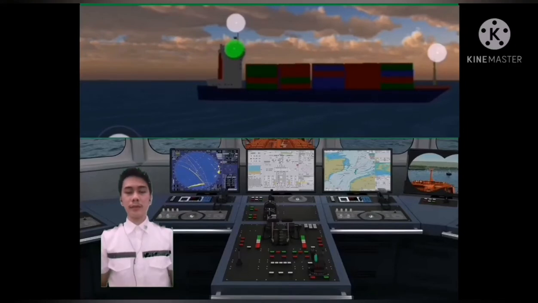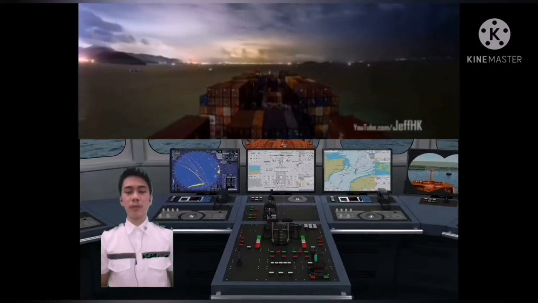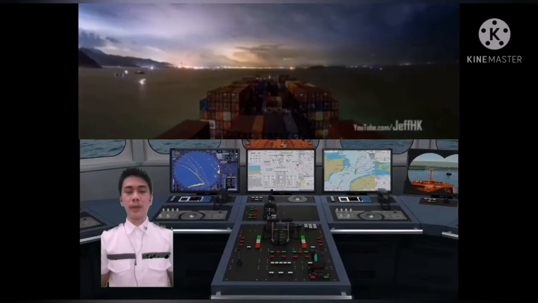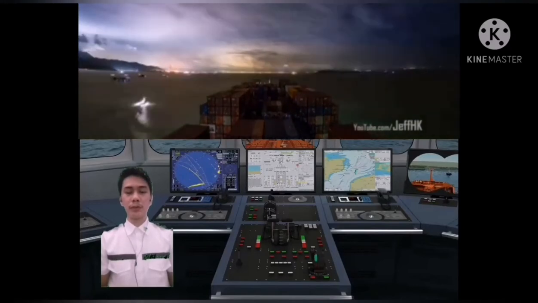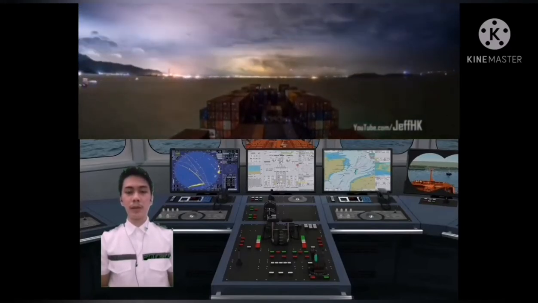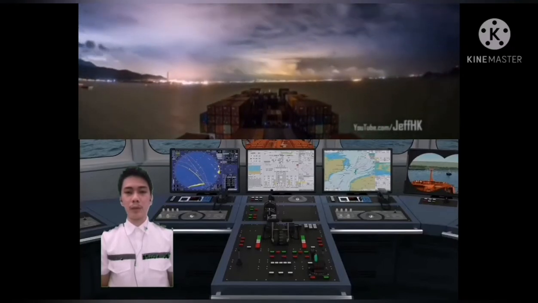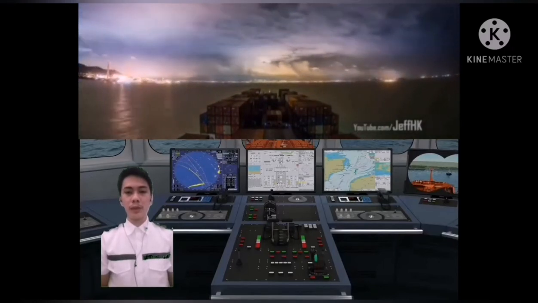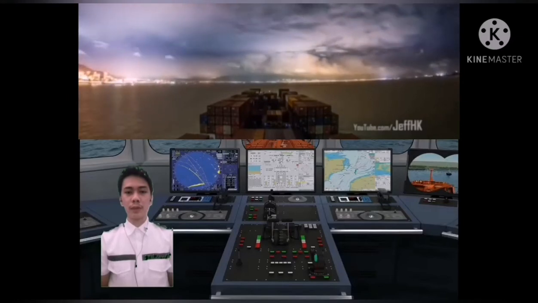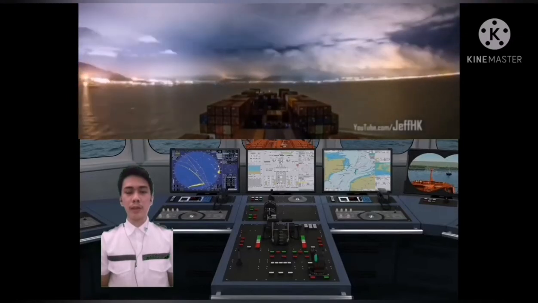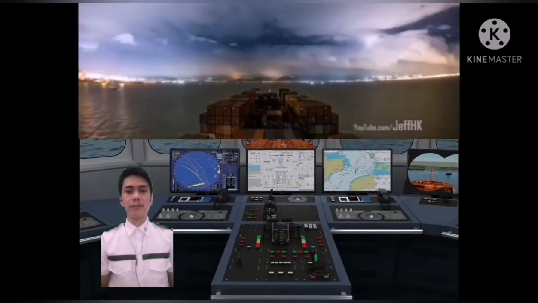Kailangan muna malaman kung involved yung risk of collision. So basically, if risk of collision does not exist, pwede mo nang hindi i-apply itong rule na ito. Pero sabi nga sa rule, you shall alter your course to starboard side so that it shall pass on the port side of the other.